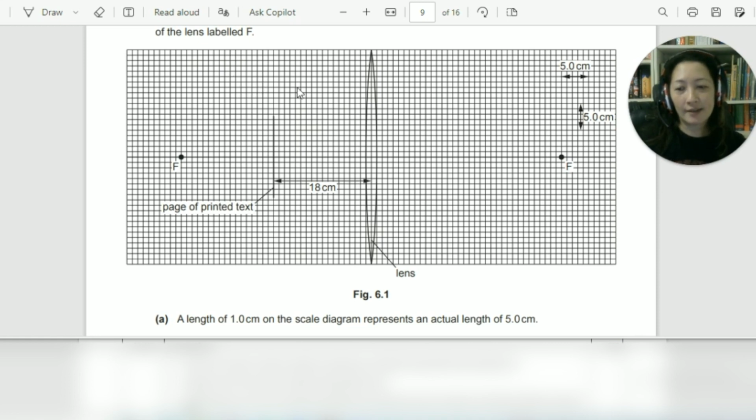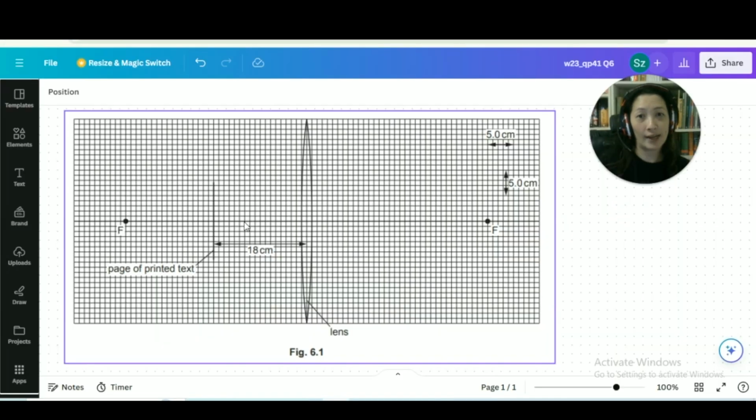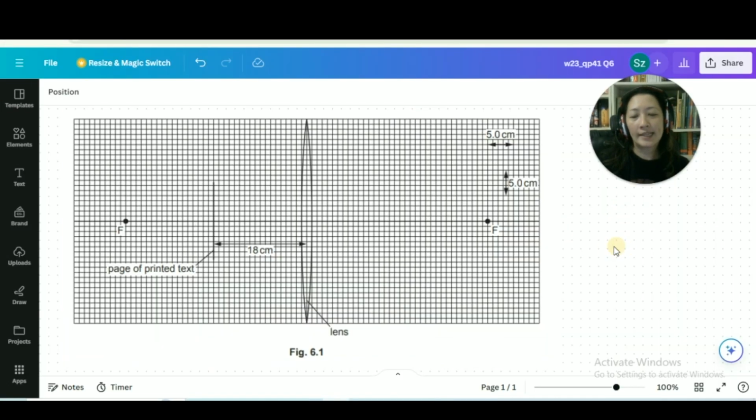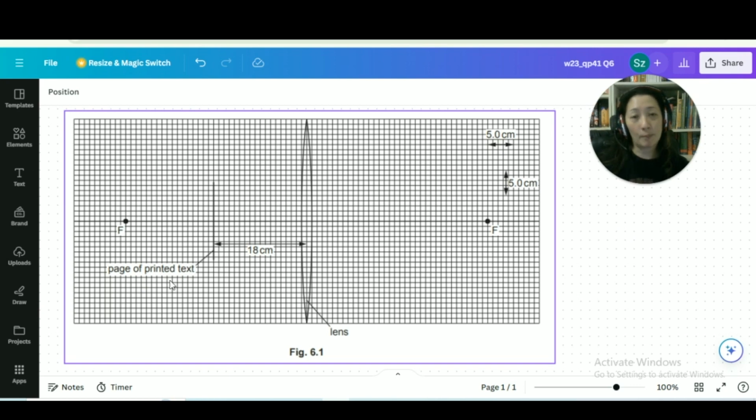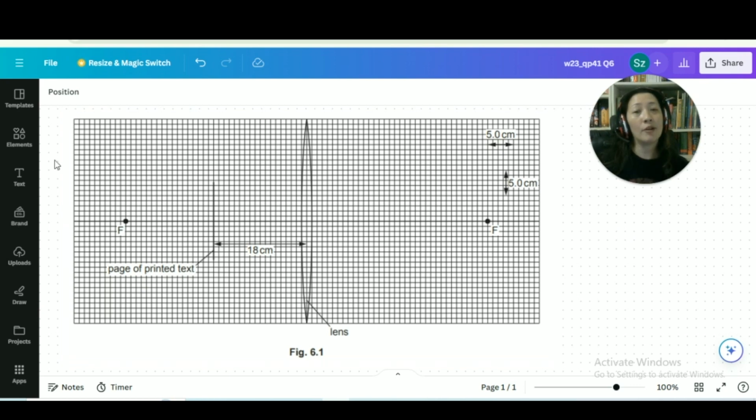For me to show you this correctly, I can't use this software, so I'm going to switch to a whiteboard software that allows me to draw straight lines. So I've pasted in this whiteboard a copy of figure 6.1, and I'm going to show you how to draw the ray diagram. Now, whenever we draw a ray diagram for a lens, we need to draw at least 2 light rays, and the intersection of the refracted rays is where the image would be formed.